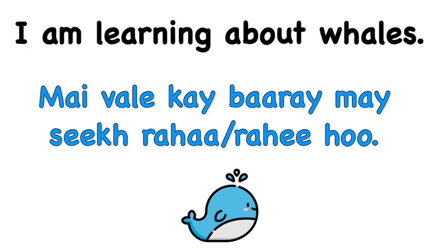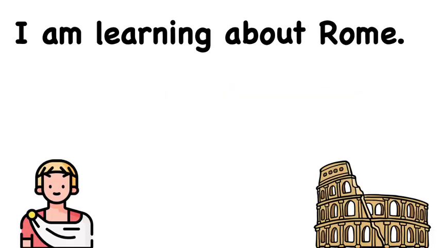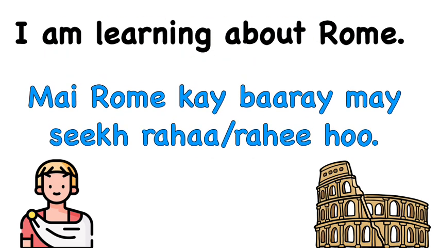Well, whales in Hindi is just whale. And we know about is ke bare mein. So now if we put it all together using your knowledge of the word order of Hindi sentences, you can put it together to say, मैं whale के बारे में सीख रहा हूँ, or मैं whale के बारे में सीख रही हूँ. Let's do I am learning about Rome. मैं रोम के बारे में सीख रहा हूँ for male. मैं रोम के बारे में सीख रही हूँ for females.